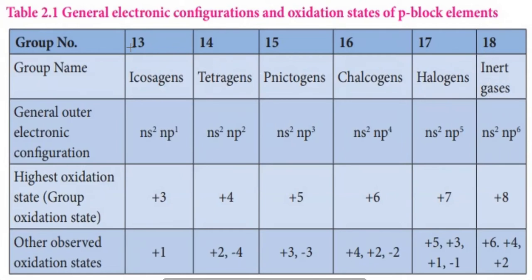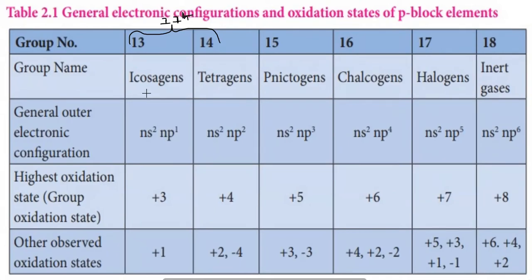So in class 11th, we are going to study two particular groups. We are going to study the chemistry of group number 13, the icosagens, and group 14, the tetragens. The group 15 to 18 elements will be studied in class 12th. So these two groups, group 13 and group 14, will be studied here in class 11th.